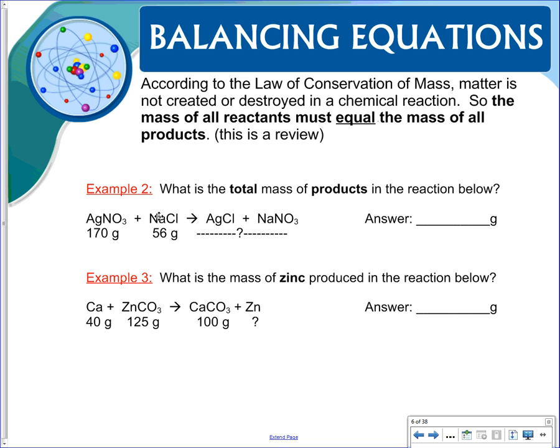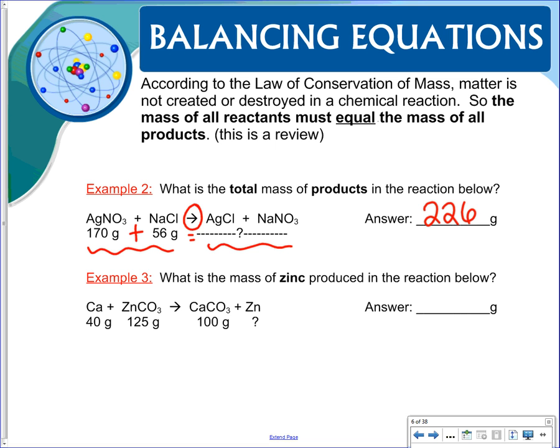Example 2. What is the total mass of products in the reaction below? Well, we have the mass of the silver nitrate and the sodium chloride, which are my reactants. Again, if reactants are supposed to equal products, I can just add together my 2 reactants and get the total mass of the product, which is 226 grams. And that's total, of course. And example 3. Go ahead and try this one on your own.